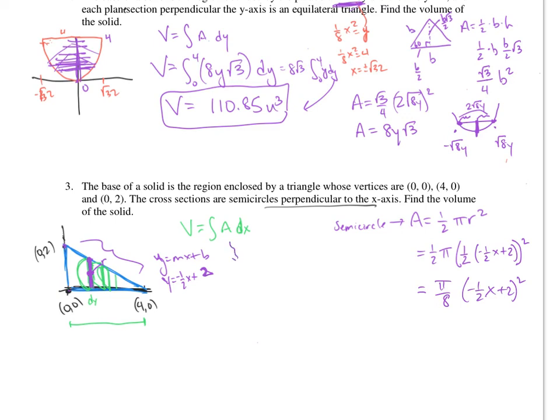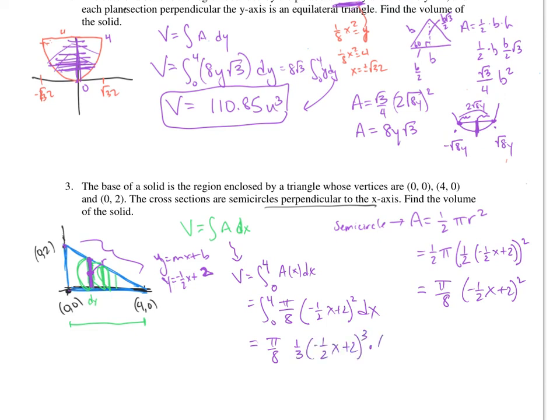So our volume is the integral of the area, which will be this time along the x's, so from 0 to 4 of A(x) dx. So this becomes the integral from 0 to 4, and I've got pi over 8 times (-1/2 x plus 2) quantity squared, dx. We can go ahead and work this out. We get pi over 8, and when I integrate this, I'll end up with 1/3 times (-1/2 x plus 2) to the third times my -2, because that's the chain rule part that I need to take into account, on the bounds from 0 to 4.